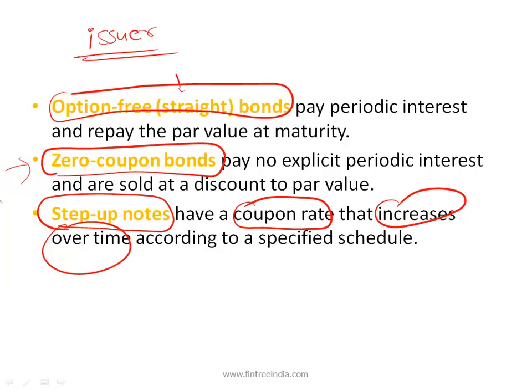In what scenario would you prefer to issue a step-up note as against a regular coupon bond? When the market rates of interest are going down. Okay. No.